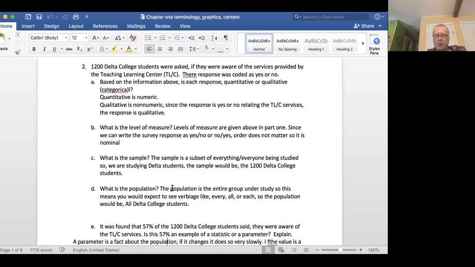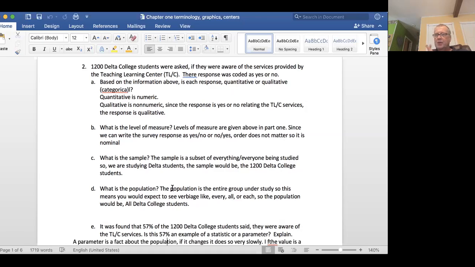The population in part D would be everything where those 1,200 came from. So that would be Delta College students. So for D, we would say all Delta College students.